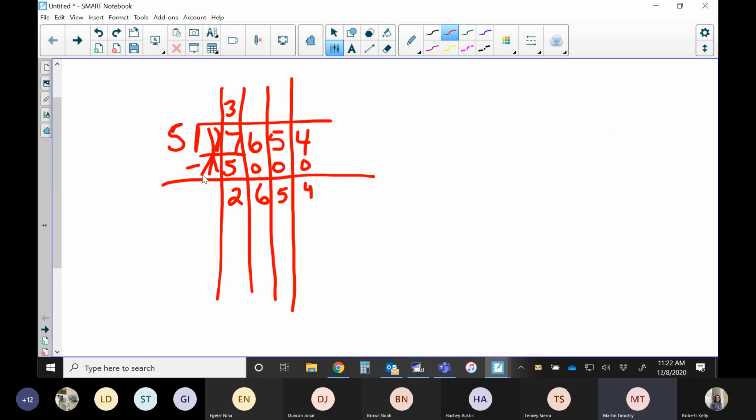How I know I did this right is this number right here should always be smaller than this number right here, which it is, right? Because if this number was bigger, then that means I could have made this number bigger here. So since it's not, I know I did it right.